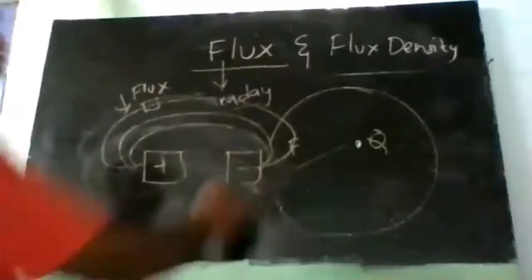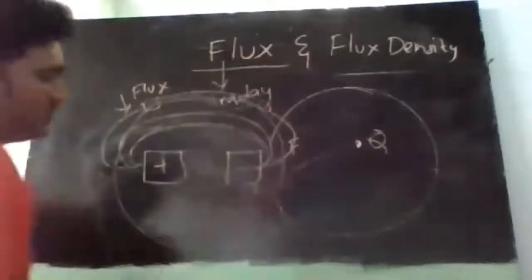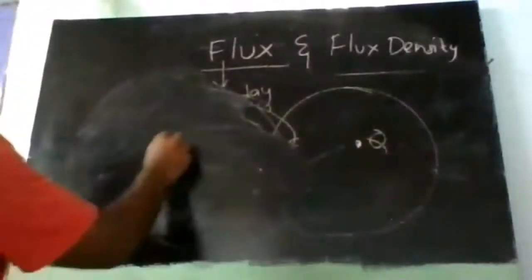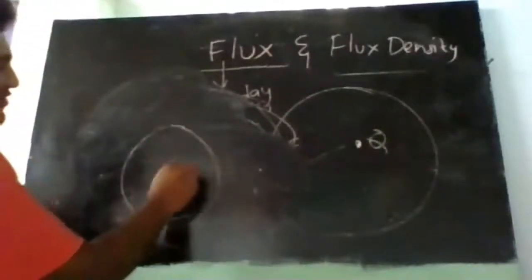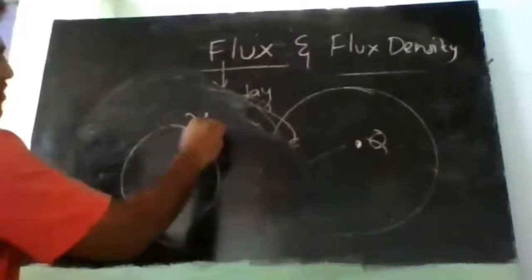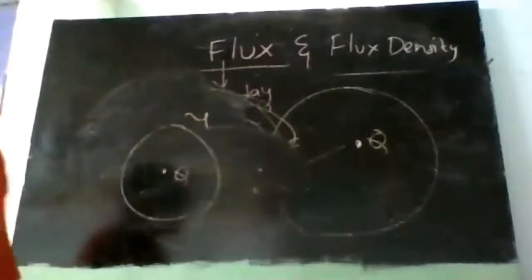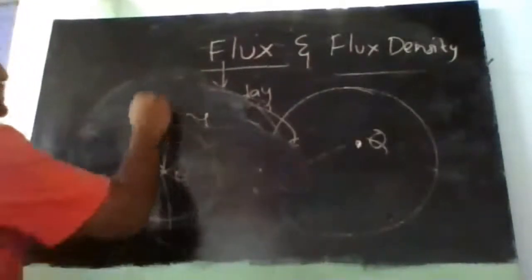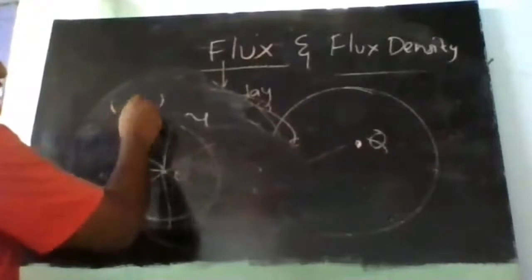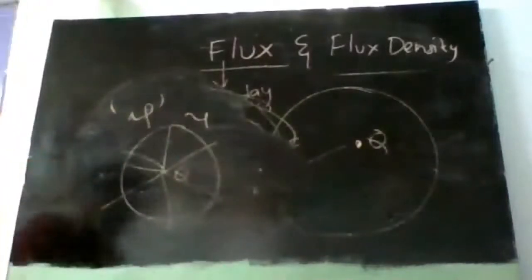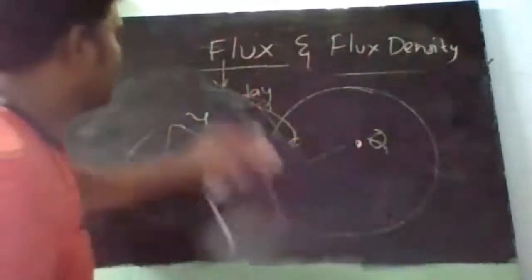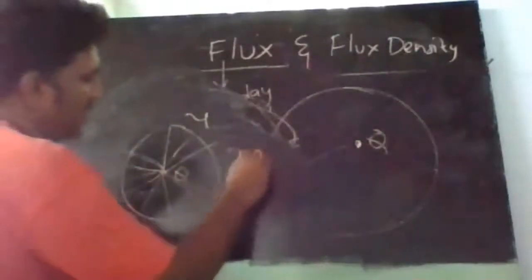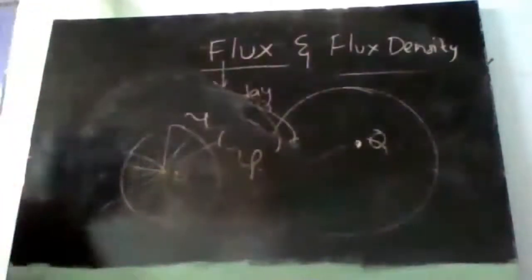Okay, now the total number of force lines that are produced by a charged body is called, for example, if I have a charge q, the total number of force lines it produces is called the flux, represented by psi. So the total number of flux lines produced by a charged particle is called the flux of the charged particle.